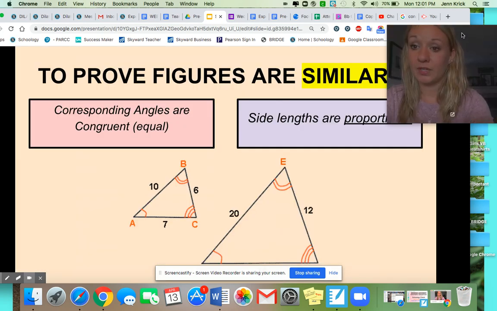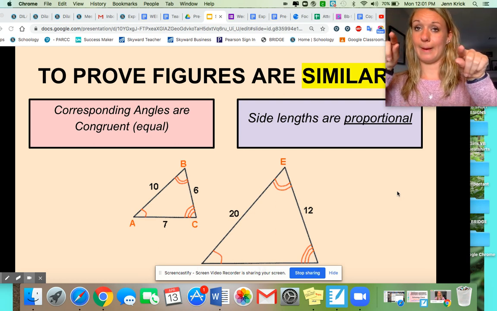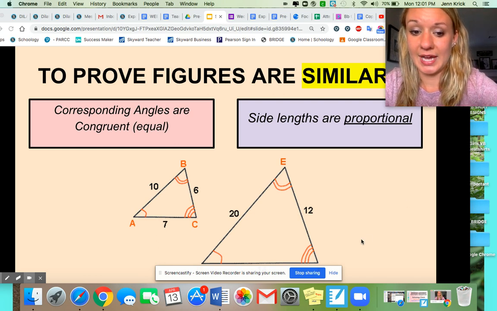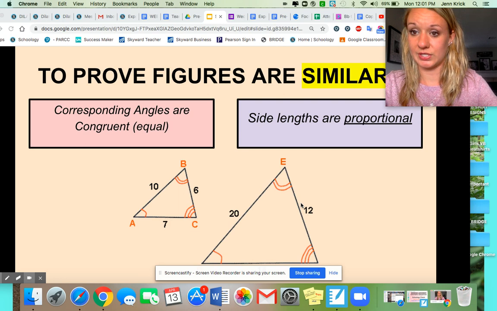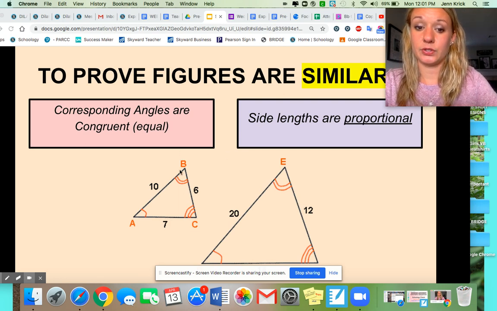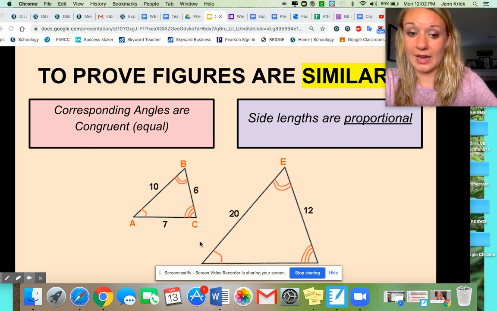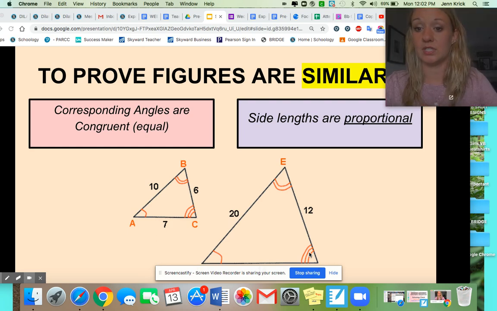We can prove that figures are similar by looking at their angles to make sure that all their corresponding angles are congruent, and we can look at the side lengths. So if I'm looking at these two triangles here, I know 10 times 2 gets me to 20, 6 times 2 gets me to 12. So that's how you could use your side lengths. Corresponding angles, notice that your top angles have the 2 markings, so they're congruent. Bottom angles have the 1 marking, bottom right have the 3 markings, so those are congruent. So those are the different ways to prove that a figure is similar.